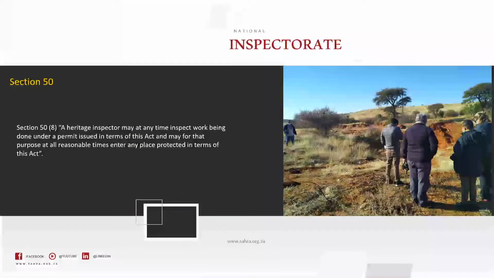So when we get into the Inspectorate, the Act states that a heritage inspector may at any time inspect work being done under a permit issued in terms of this Act. And for that purpose, they can at all times enter any premises if they believe there are any violations. My colleagues were referring to the processes, the permit application, and all of that administrative work that is done. So when we receive complaints in terms of violation of the permits or any contravention, we are allowed to go on site and inspect. We have those full powers to inspect work being done under a permit issued by SAHRA.